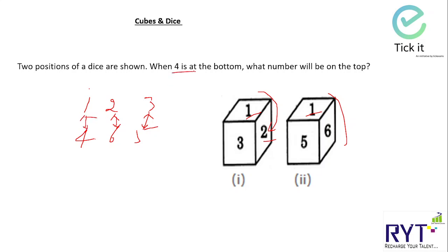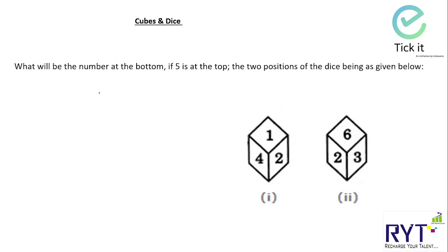So the question is, when 4 is at the bottom, what will be on the top? On the top means which is opposite. That is the question they are asking. So when 4 is at the bottom, 1 will be on the top. So 1 is opposite to 4. This is the answer.